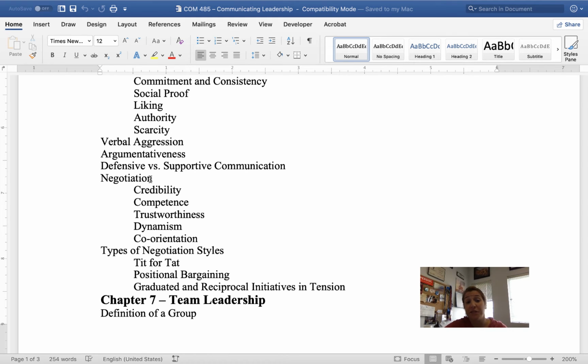All right, defensive versus supportive communication. This is huge. You better know these. If you want to do well on this test, you will go read that article. You will put down the six different types, 12 altogether. All 12 are on the test. So I would really, really know the six supportive and six defensive opposite techniques.